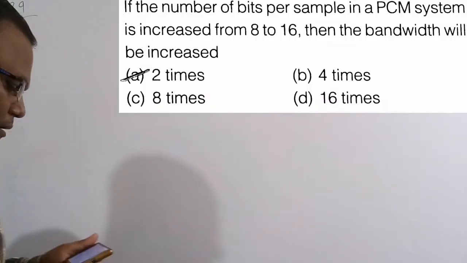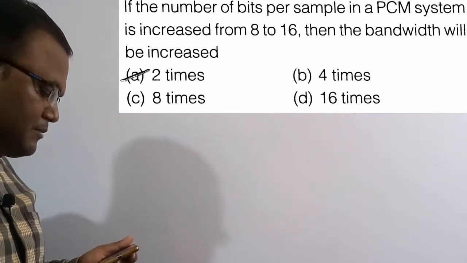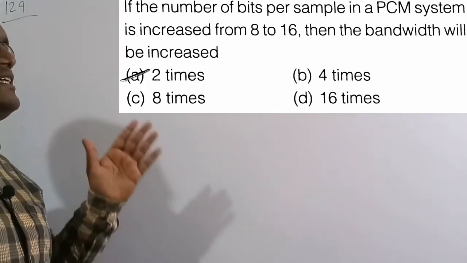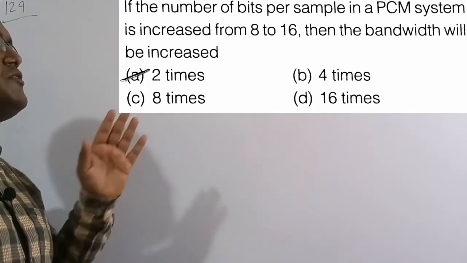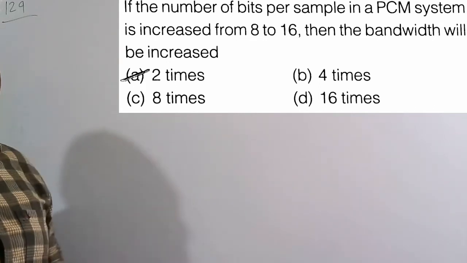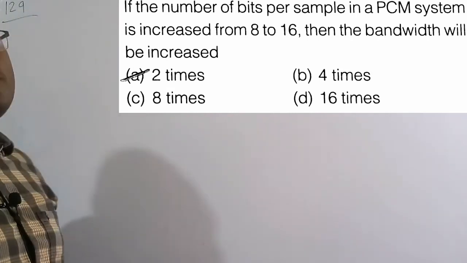See the question here. If the number of bits per sample in a pulse coded modulation system is increased from 8 to 16, then the bandwidth will be increased by how many times? So in the question, if the number of bits is increased from 8 to 16 in a pulse code modulation, then what is the bandwidth nature? Whether it will be increased by how much factor we need to figure out. So out of the four options, option A, 2 times, is the correct solution of this question.